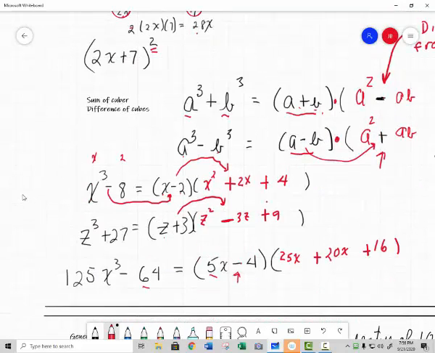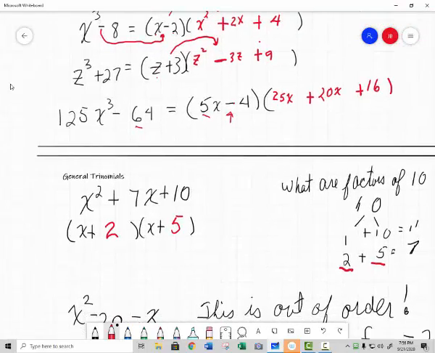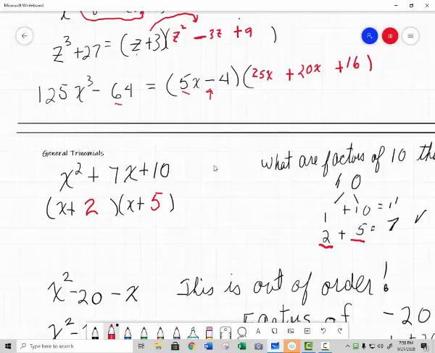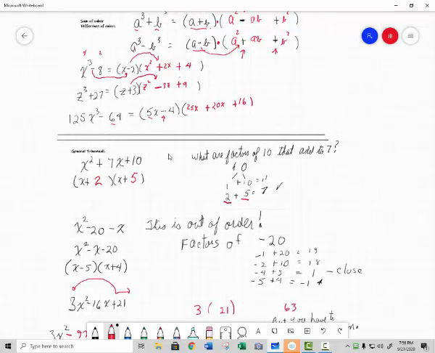Okay? Now, what if they don't fit that pattern? Let's look at a general trinomial. Well, actually, it's pretty straightforward. What I want to look at is, if I have x squared plus 7x plus 10, what are the factors of 10 that add up to 7? What factors of 10 add up to 7?